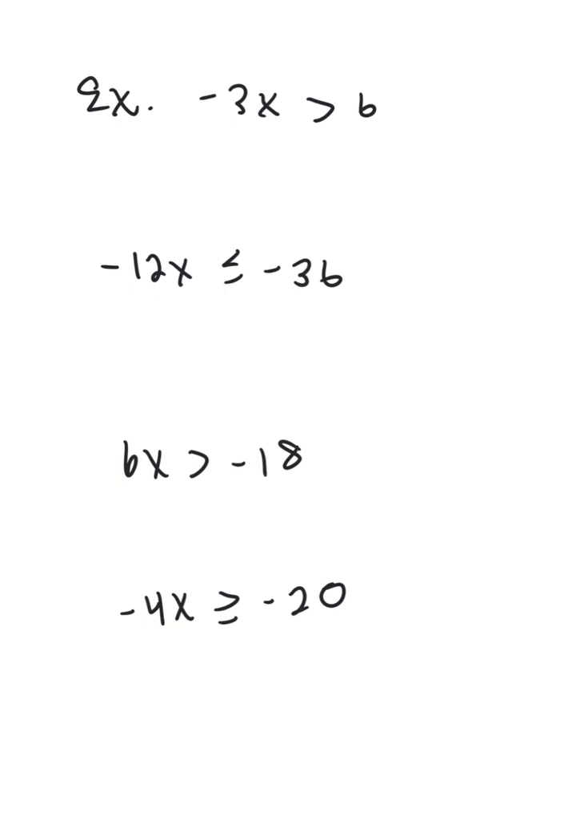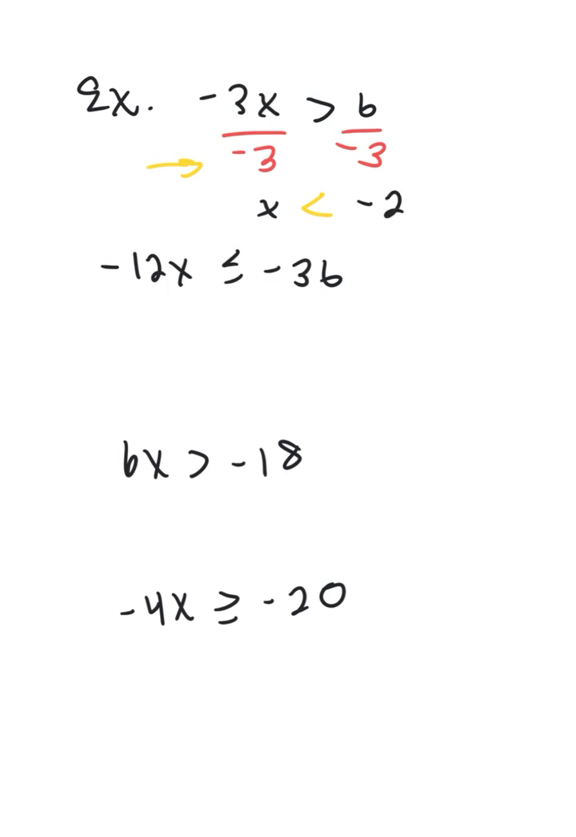So we have negative 3x is greater than 6. So we are going to divide both sides by negative 3. And this is where you have to notice we are dividing by a negative. If we're dividing by a negative, then we are going to flip that sign. And so now we have x is less than negative 2.